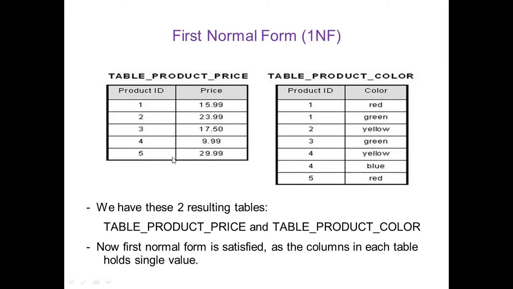And as the two conditions of first normal form are satisfied, that is, every column contains the single value, it contains the atomic values, and there is no any repeating group. So this is the first normal form. So in this video we have seen what is first normal form, and for achieving the first normal form, how the table can be divided or table can be split into two tables.